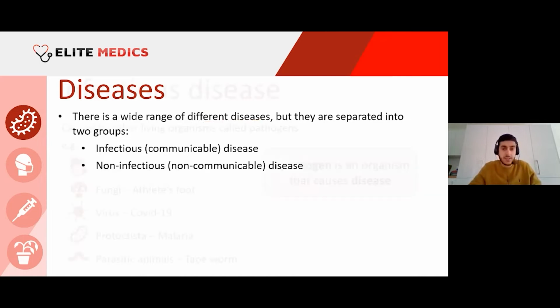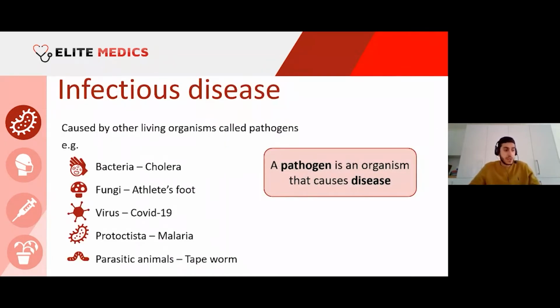So let's go into infectious first. We talked about infectious disease being a communicable disease that can be passed on, and that's caused by other living organisms called pathogens. Pathogen, again, you're going to see this word a lot over the next few hours, and also during your whole biology course. All a pathogen is, is an organism that can cause disease.